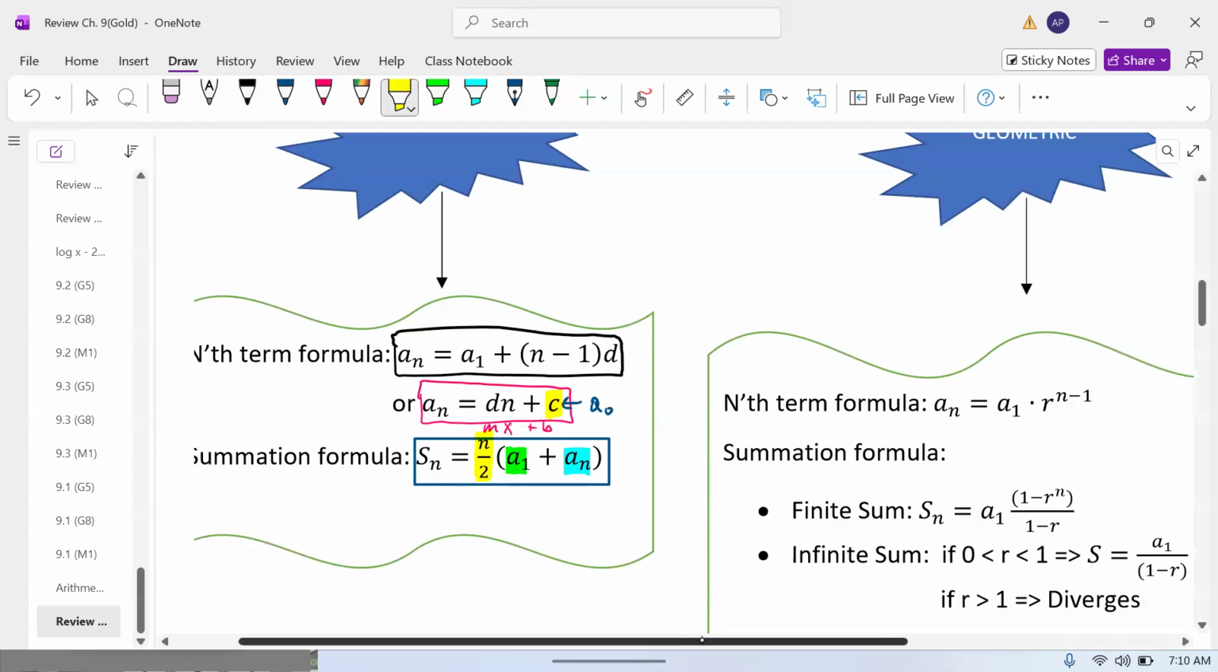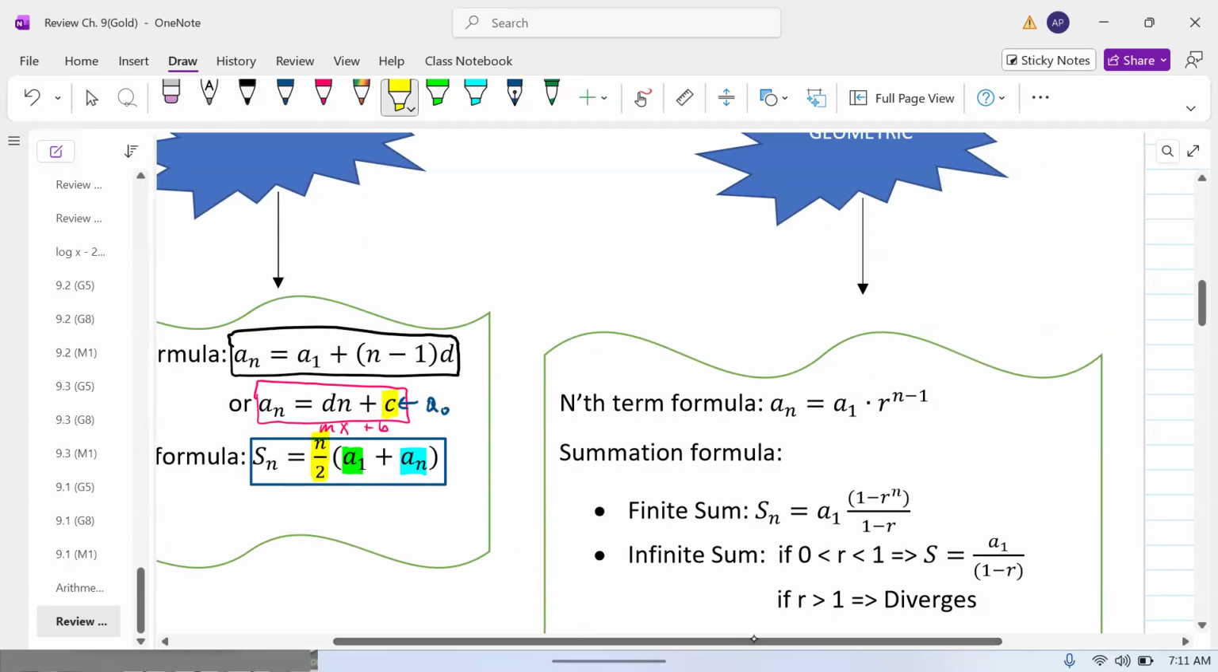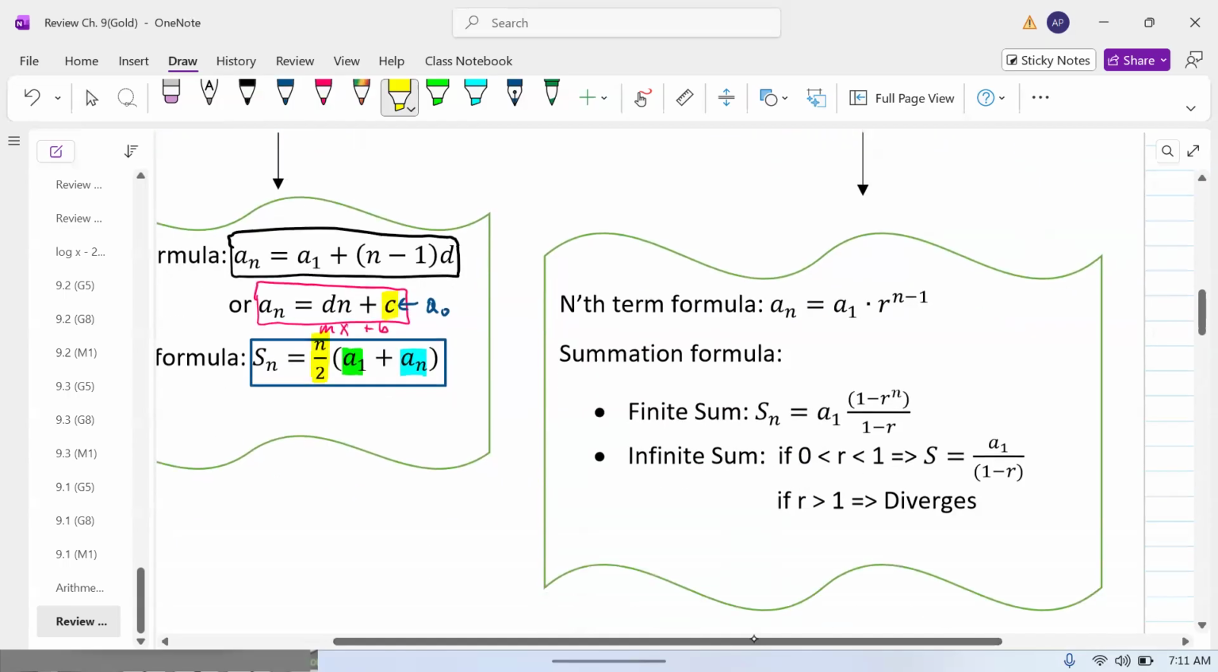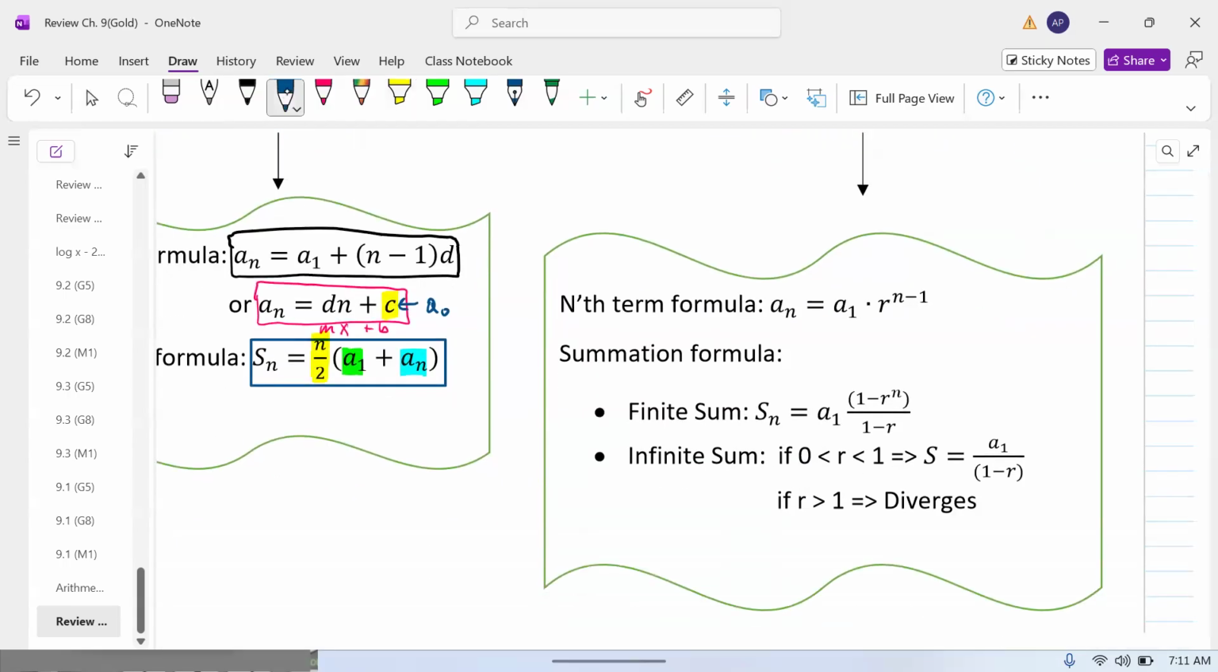And then we also have formulas for geometric sequences and series. Now, as far as the sequences are concerned, it's pretty straightforward. It's this formula right here.